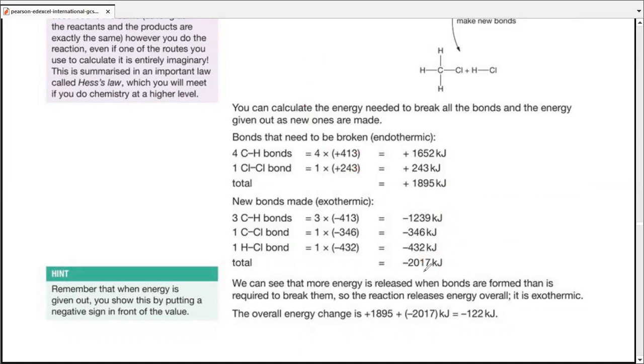Now, the total on both ends, just simply add them, and you'll get your answer. If the answer is negative, your overall reaction is exothermic. If your answer is positive, your overall reaction is endothermic. Since in this case the overall answer is negative 122 kilojoules, this reaction is exothermic. Make sense? Okay. One important hint: when energy is given out, you put a negative sign in front of the value. When energy is taken in, you put a positive sign before the value.